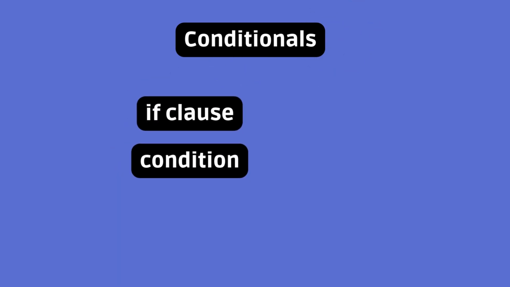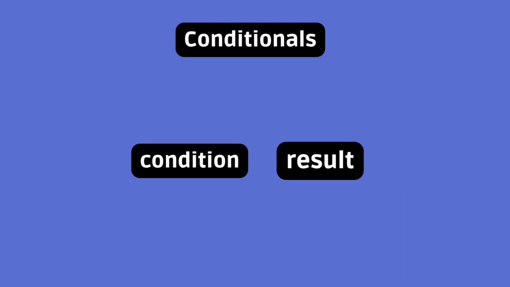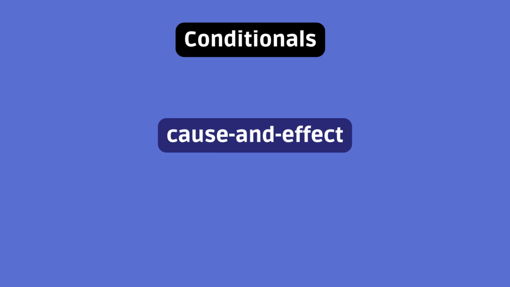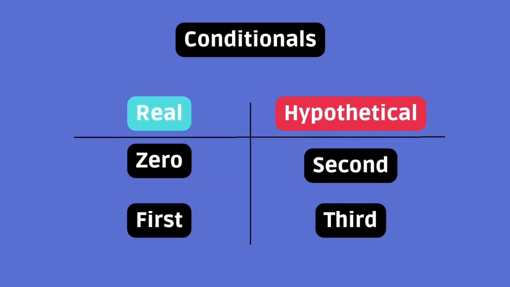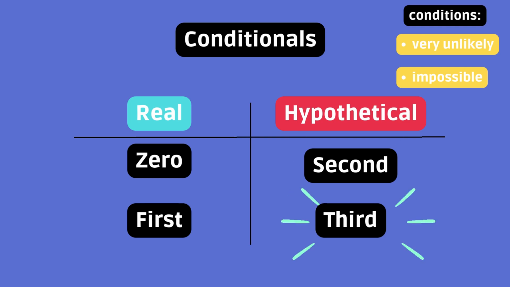Let's quickly recap what conditionals are. They're sentences with two parts: the if clause, or the condition, and the main clause, aka the result or outcome. Remember that they express a cause and effect relationship. In this video, we'll focus on the last two types, which encompass very unlikely or impossible conditions.